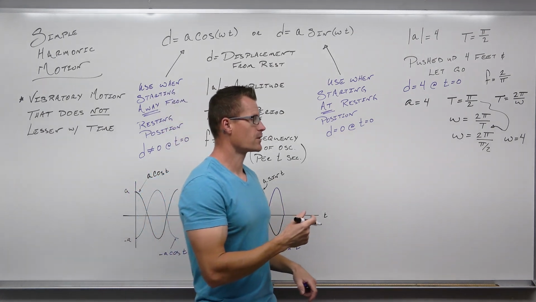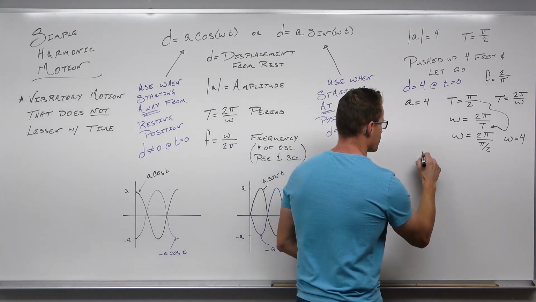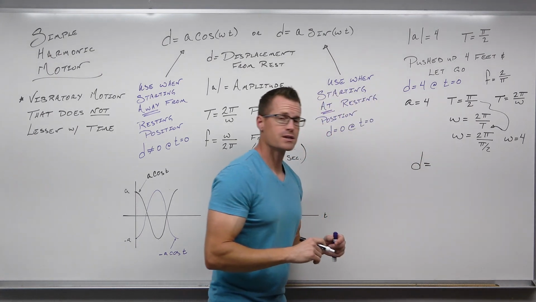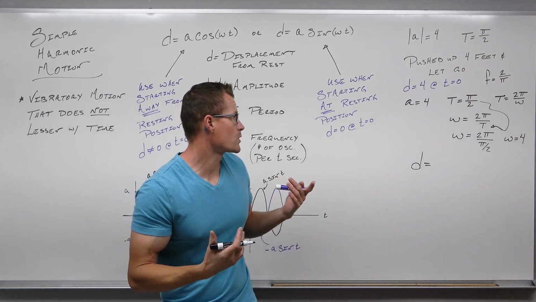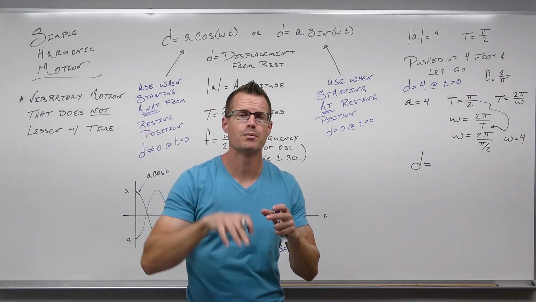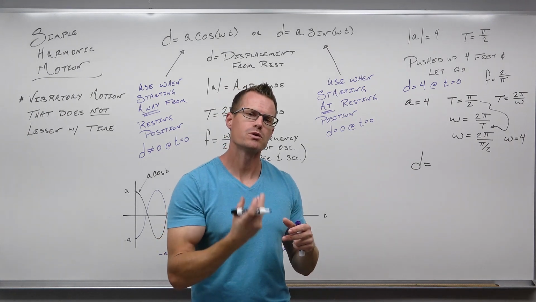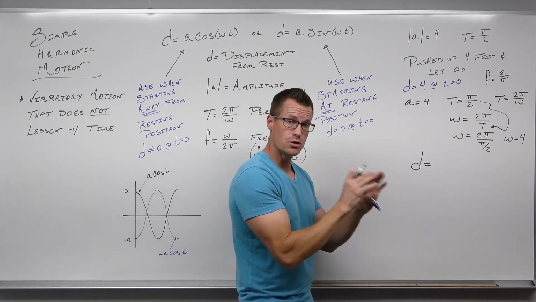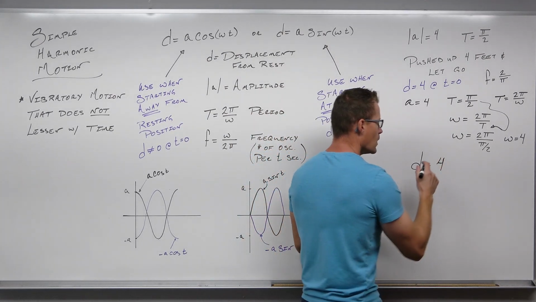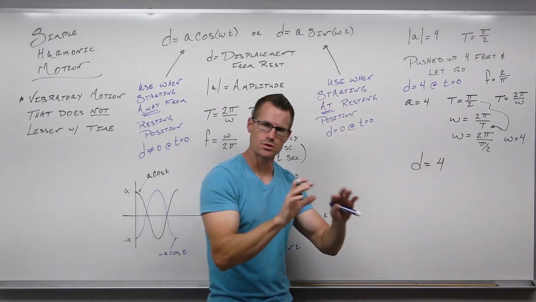So now we're ready to figure out our displacement function. Displacement is, find your A. If your amplitude's given, and you know that it's 4 in our case, you need to know whether this is pulled up or pushed down to start. This one was pushed up, so we know that this is positive 4 units away from its rest. Use that number. So this would be 4. We know that we're starting away from rest, so use cosine.